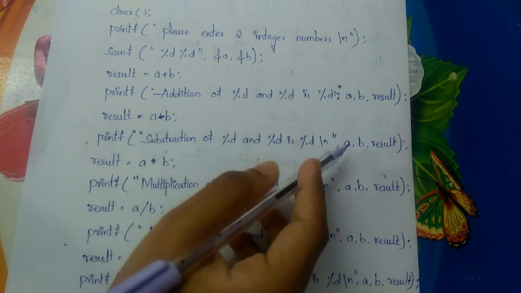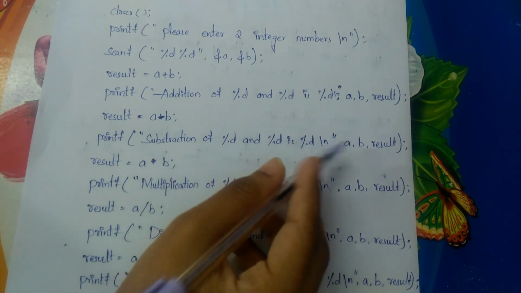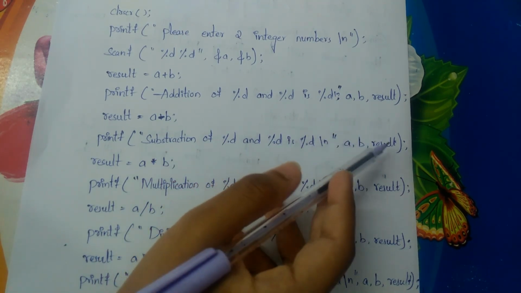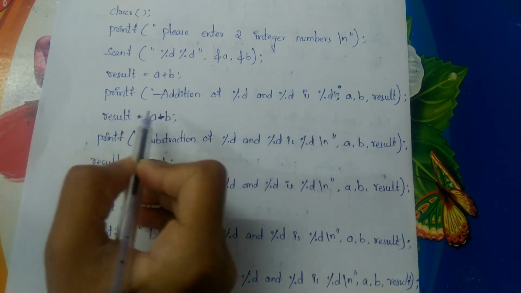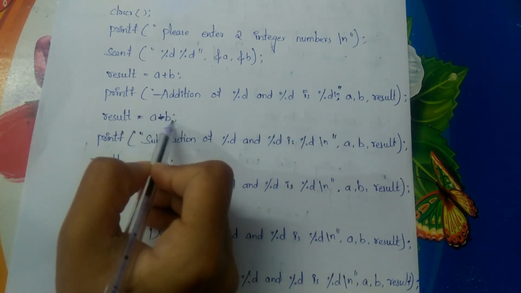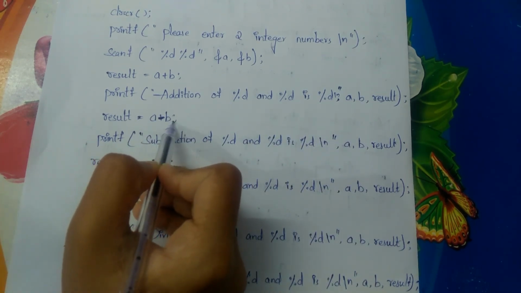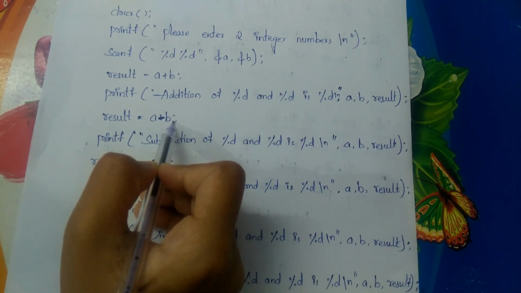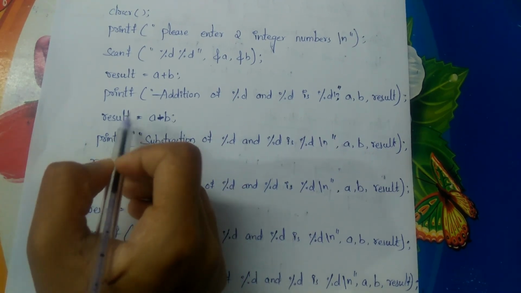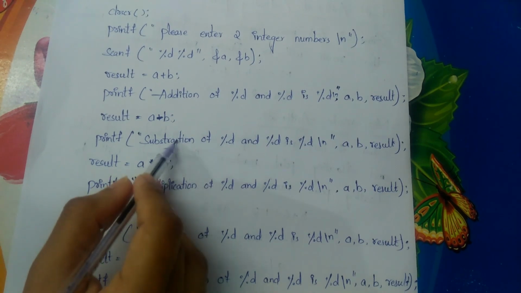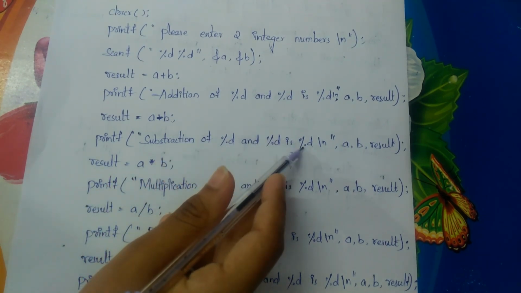And the first %d is for a, the second %d is for b, and the third %d is for result. Now in this result the value will be stored as a minus b. So 2 minus 3 is nothing but minus 1. So minus 1 will be stored in the result. So we get subtraction of 2 and 3 is minus 1.